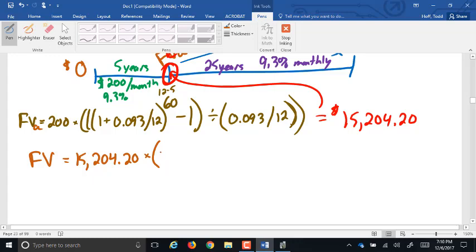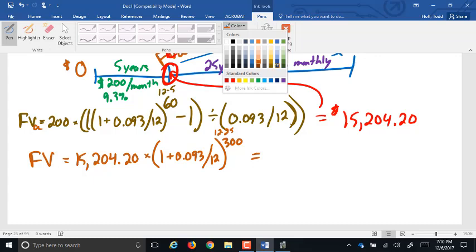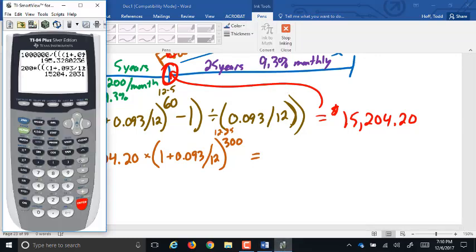Then what goes in? 0.093 divided by 12 to the power of 12 times 25, which is 300. And that's going to be it. So times 1 plus 0.093 divided by 12, close, power 300. 154,101.09.